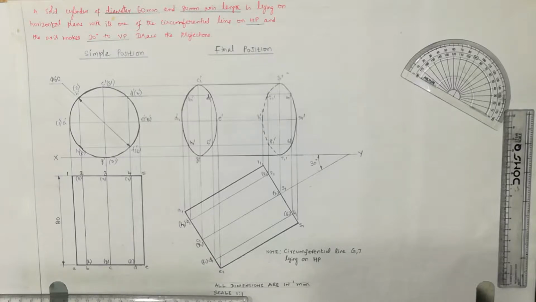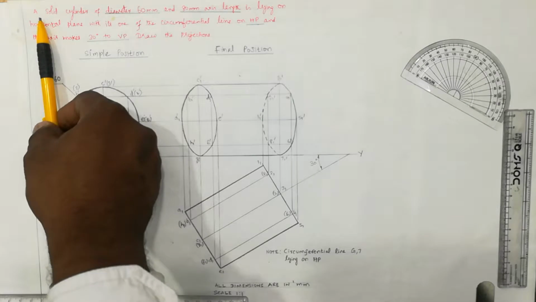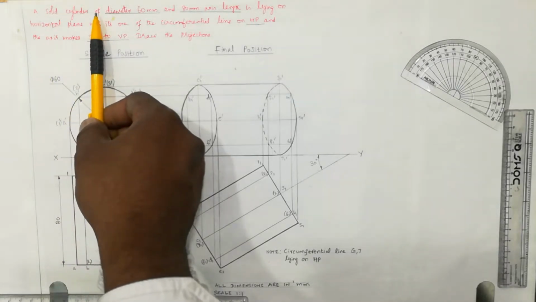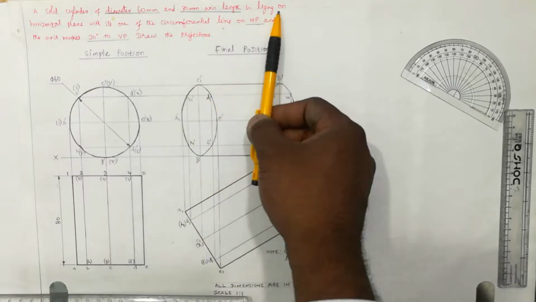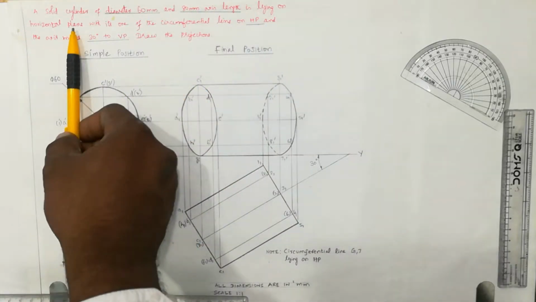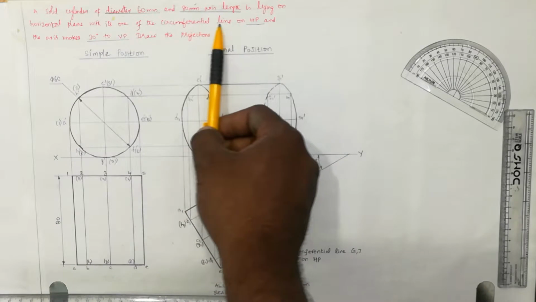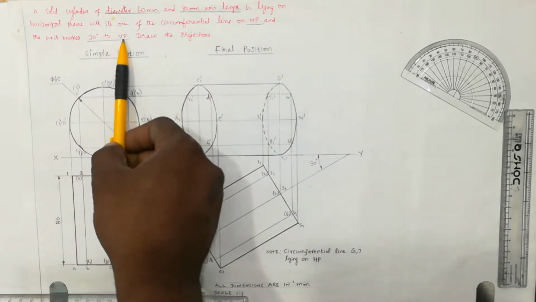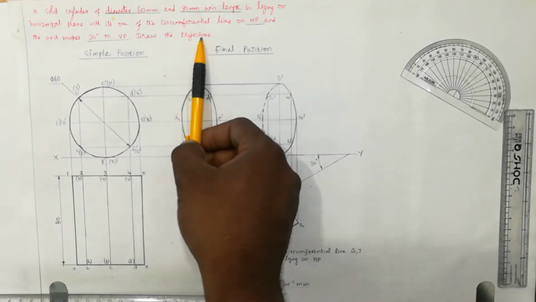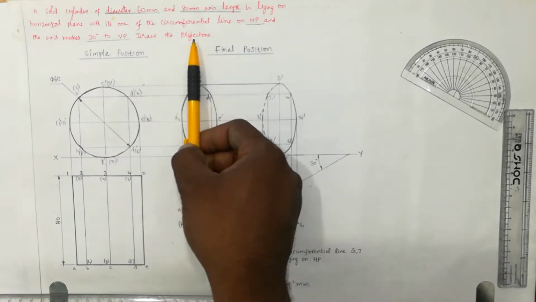Yes, the topic is projections of solids, and a question is given like this: a solid cylinder of diameter 60 mm and 80 mm axis length is lying on the horizontal plane with one of its circumferential lines on HP, and the axis makes 30 degrees to the VP. Draw its projections. Draw its projections means you are asked to draw the final front view and final top view.